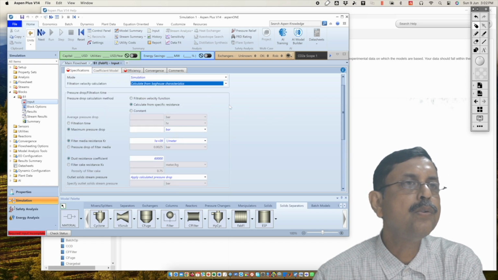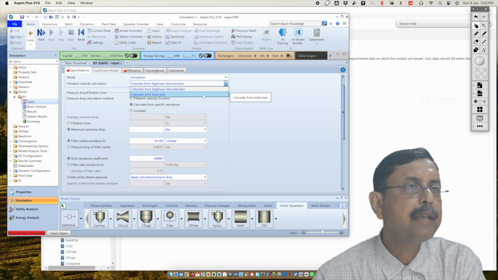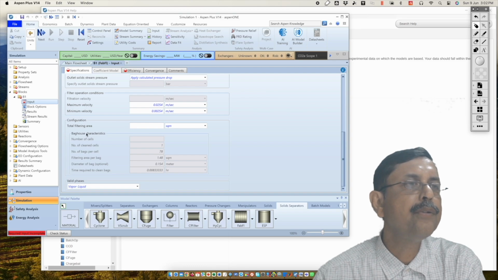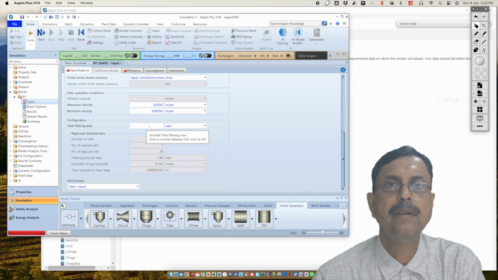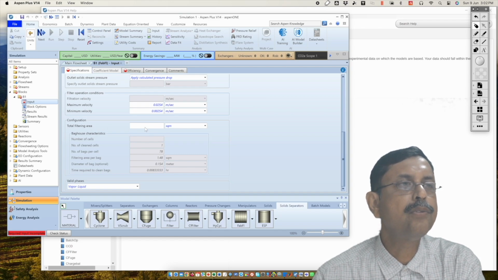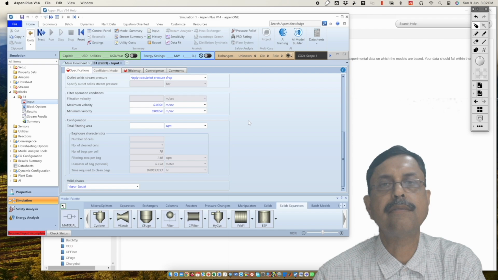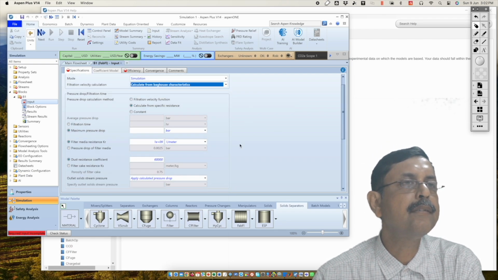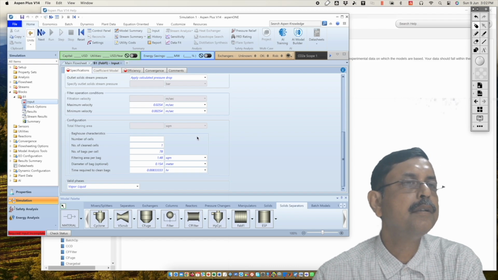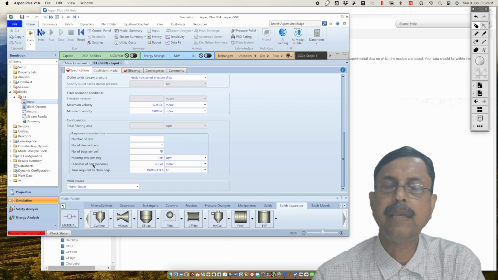Now, if you choose the calculate from total area, then the baghouse characteristics will be inactive, whereas the total filtering area is active. So you have to provide this total filtering area. Baghouse characteristics is not required. So these are the two cases you have. By default, total filtering area will be inactive, baghouse characteristics will be active.